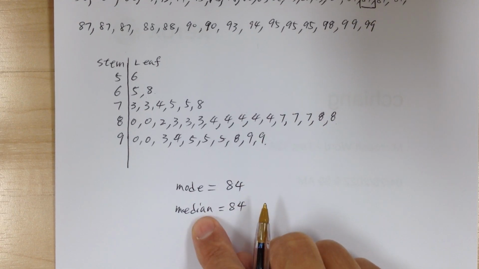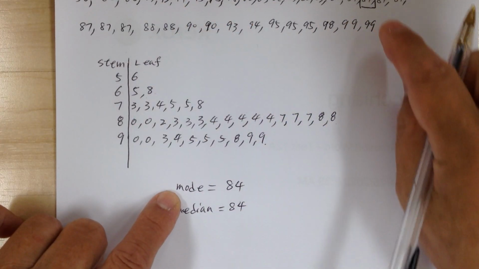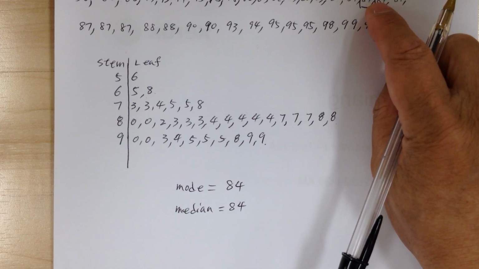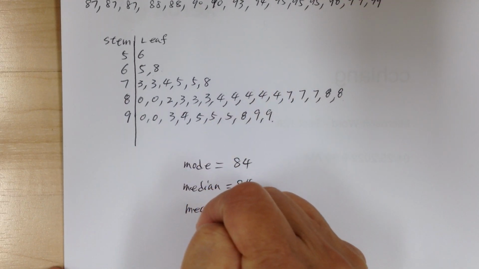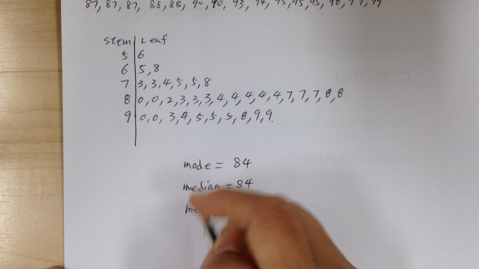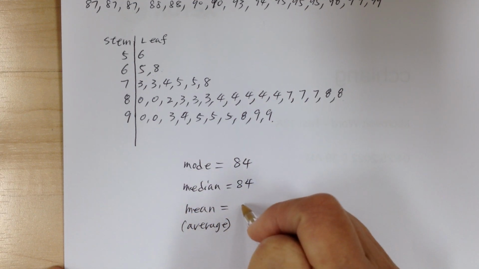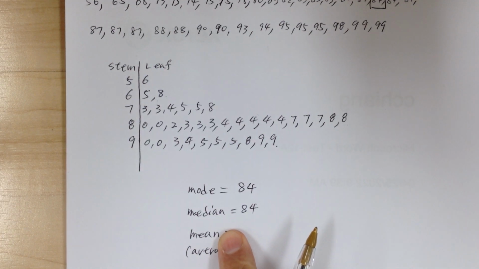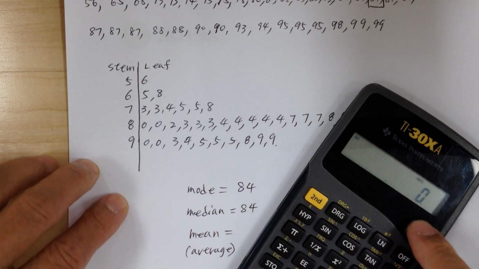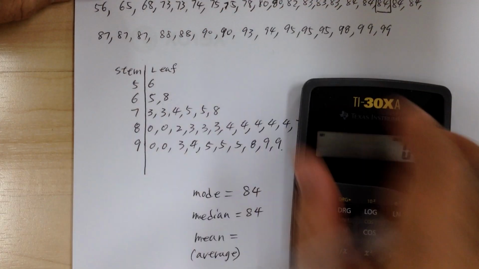So again, median is the middle number. Mode is the one that shows up most often. The mean is the average. So mean means the average. To figure out the mean, you have to get your calculator. You have to add all these numbers together and divide.